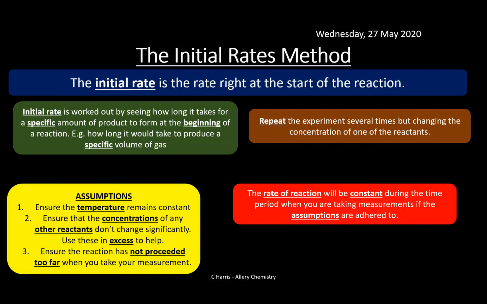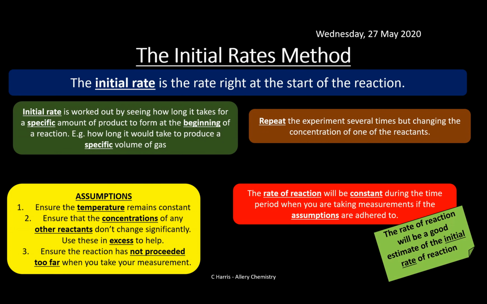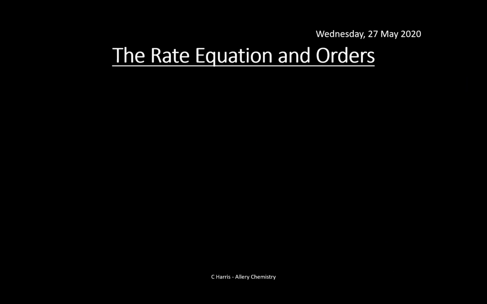So the rate of reaction will be constant during the time period when you're taking measurements if the assumptions are adhered to. Okay, so we try and keep all of these the same as much as we possibly can. So the rate of reaction will be a good estimate of the initial rate, as I said before. Okay, so using that, we can then use that initial rate method to work out orders.